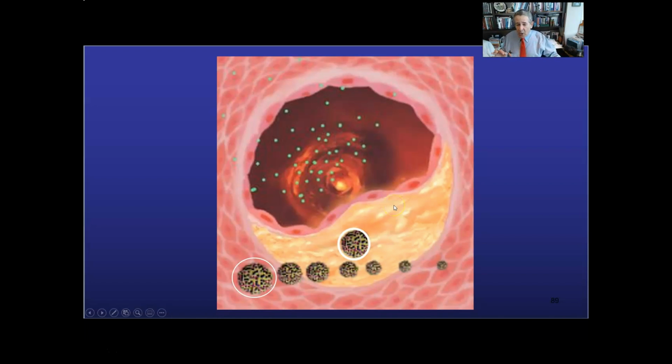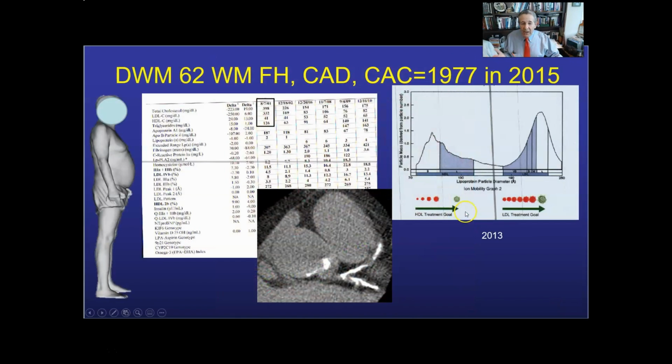So this is why patients with familial hypercholesterolemia, if they really don't have enough receptors, can have premature atherosclerosis. And unfortunately, there's not a good genetic test for measuring the receptors. What you do is you look at coronary calcium.